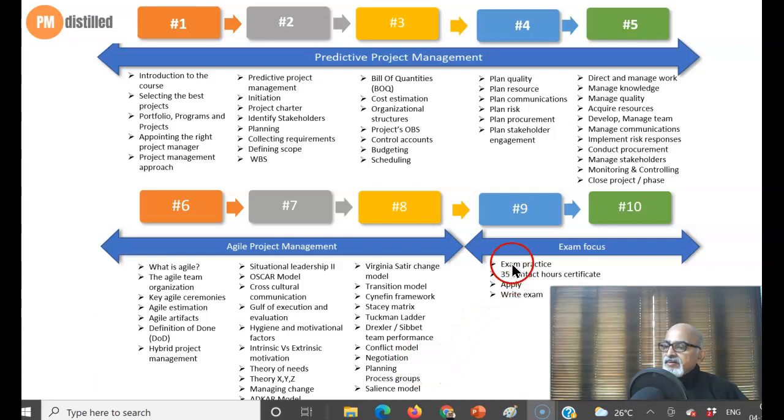Then from week 9 and 10, we focus on rigorous exam practice. That means at the end of 5 weeks, you will have solid knowledge about predictive project management. At the end of 8 weeks, you will have good knowledge about agile project management and predictive project management. So the foundation is strong.